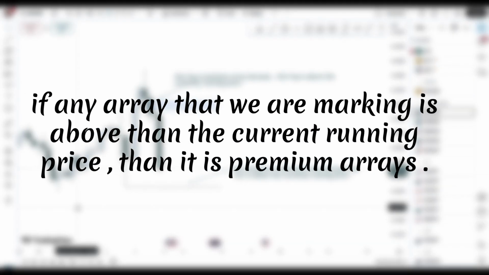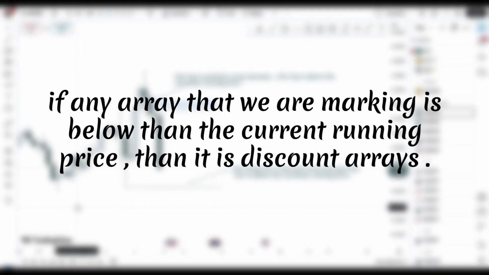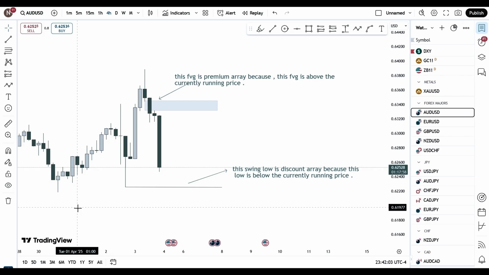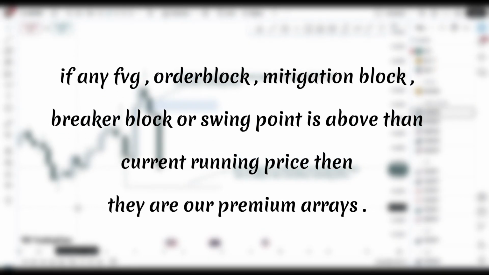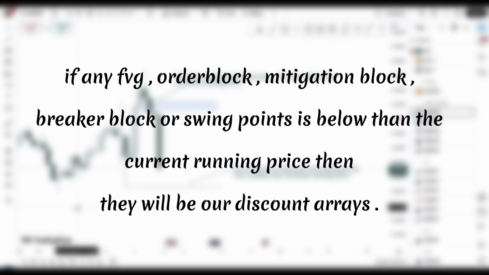If any array that we are marking is above the current running price, then that is our premium array. And if any array that we are marking is below the current running price, then that is our discount array. For example, if any fair value gap, order block, mitigation block, breaker block, or swing points is above the currently running price, then they are our premium arrays. And if any fair value gap, order block, mitigation block, breaker block, or swing points is below the current running price, then they will be our discount arrays.